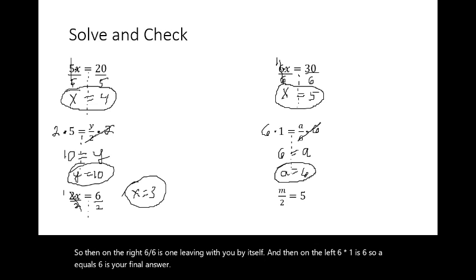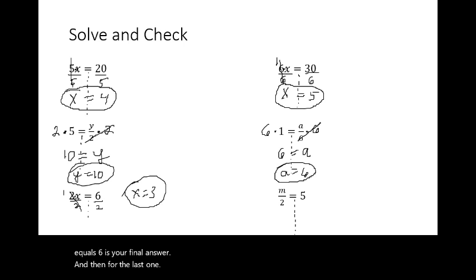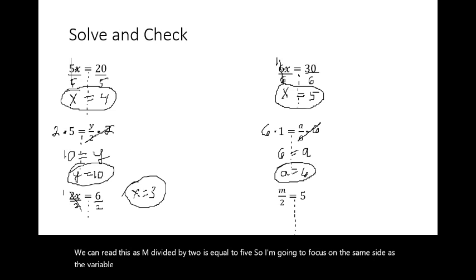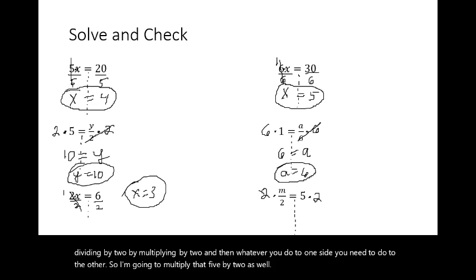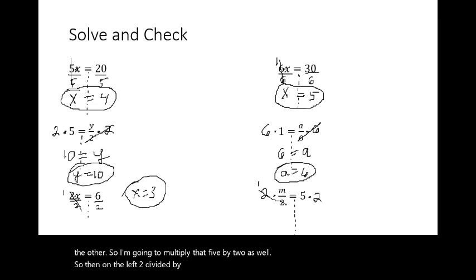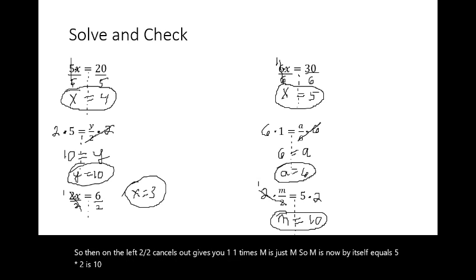And then for the last one, we can read this as m divided by 2 is equal to 5. So I'm going to focus on the same side as the variable. The variable's on the left, so I'm going to focus on what's on the left. So I'm going to undo this dividing by 2 by multiplying by 2. And then whatever you do to one side, you need to do to the other. So I'm going to multiply that 5 by 2 as well. So then on the left, 2 divided by 2 cancels out, gives you 1. 1 times m is just m. So m is now by itself. Equals 5 times 2 is 10. So m equals 10 is your final answer.